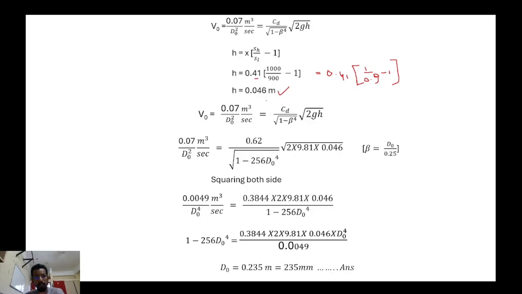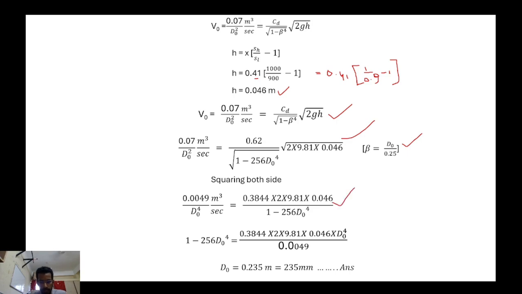Now putting all the values in the first equation, this will result in this. Now putting all the numerical values. Beta is d naught, the ratio of diameter of orifice to the diameter of pipe. In Venturi meter, beta is the ratio of diameter of throat to the diameter of the pipe, right? So we will get this value. Now squaring both sides, we will get this value.